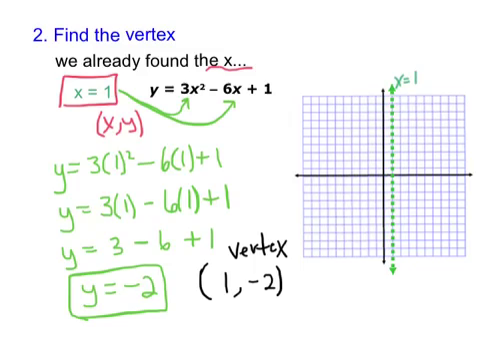And so we already know it's going to lie on that line of symmetry, so we can come over here and just draw a dot at 1, negative 2, where this is our vertex.